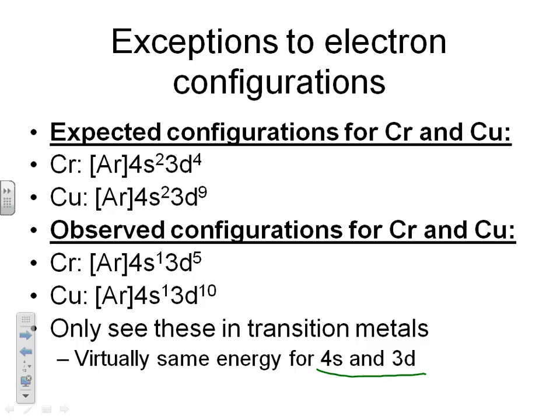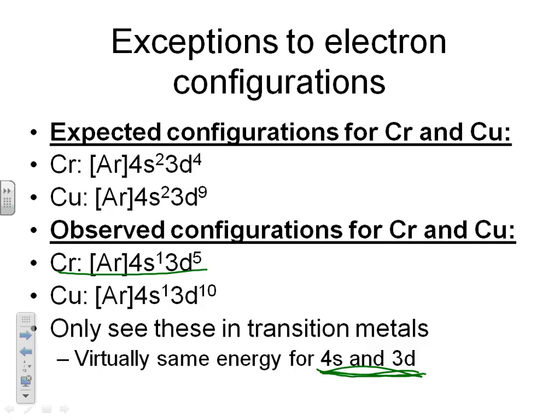Because they're so close in energy, we actually tend to only see this with s and d, meaning the p sublevel is way too far removed energetically from 3d. So this is something that we only see in transition metals because of this close energy difference for s and 3d. So let's think about chromium.